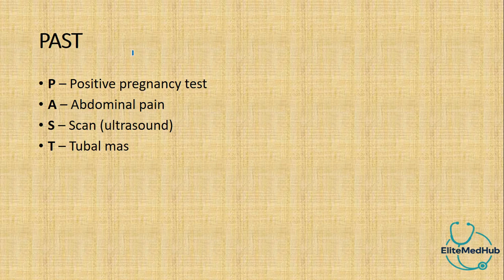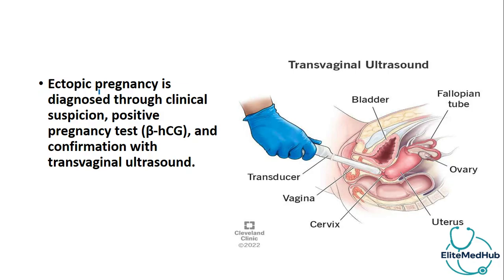So when you think of how to diagnose ectopic pregnancy, you should think of PAST. P is for positive pregnancy test. A is for abdominal pain. S is for scan, ultrasound to be specific. And T is for tubal mass. So, in a nutshell, ectopic pregnancy is diagnosed through clinical suspicion, positive pregnancy test, and confirmation with transvaginal ultrasound.